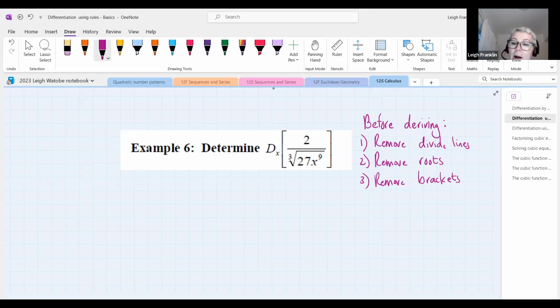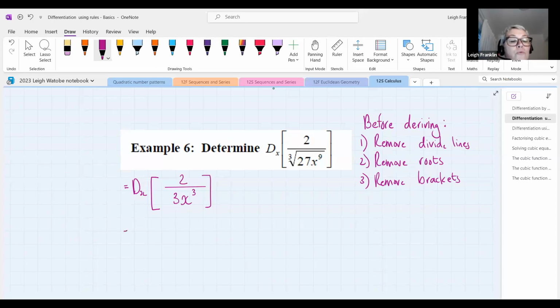Here I don't need to remove brackets. I need to remove divide lines and roots. So this is what I will write. I'm allowed to write equals dx and then my square bracket. I'm going to leave the 2 at the top. The cube root of 27 is 3. The cube root of x to the power of 9, I would divide 9 by 3. So that's going to give me x to the power of 3.